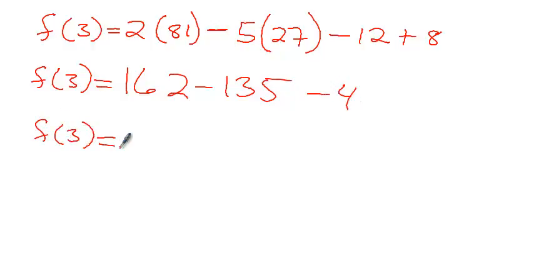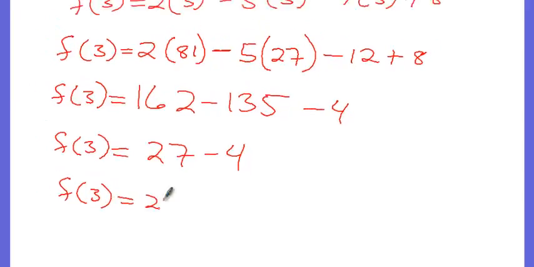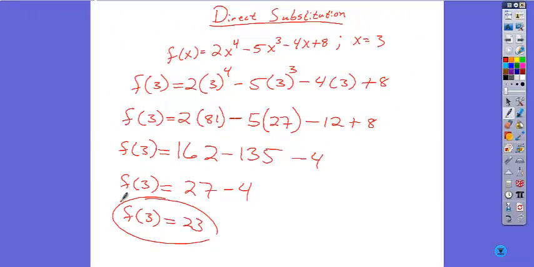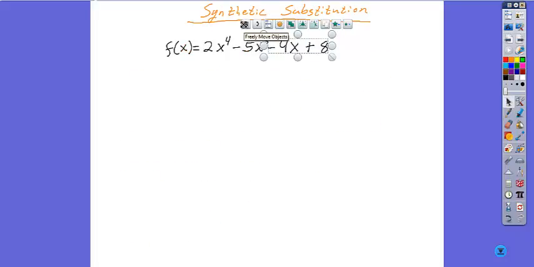So now 162 minus 135 is 27. Minus 4. And what's 27 minus 4? 23. So this is the way that we've done things for a really long time, right? When I give you these problems, you type it in, or you do the math using your order of operations. Everybody good? Yeah. Okay, so this is direct substitution. You know it. You might not love it, but you've been using it for a long time, so you're comfortable with it, right?